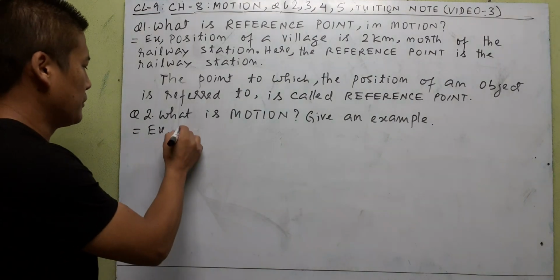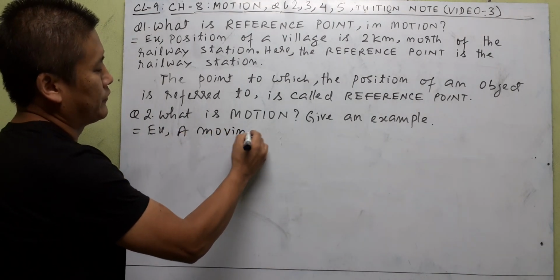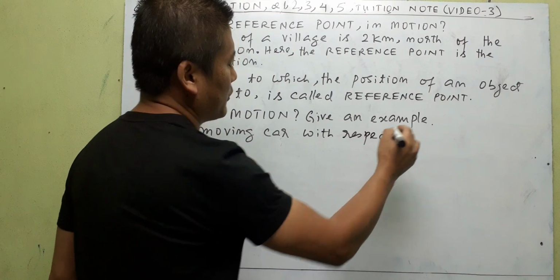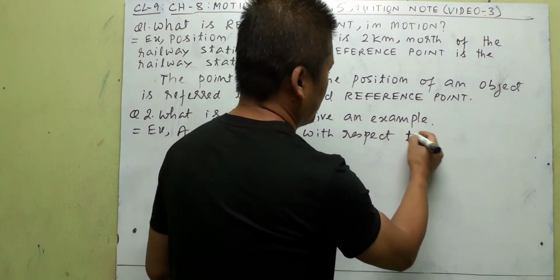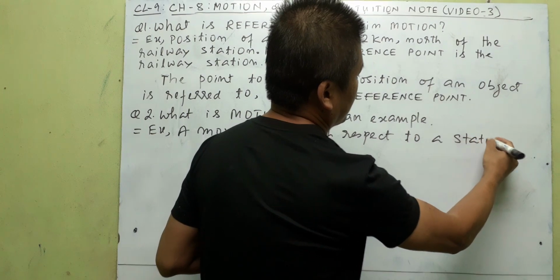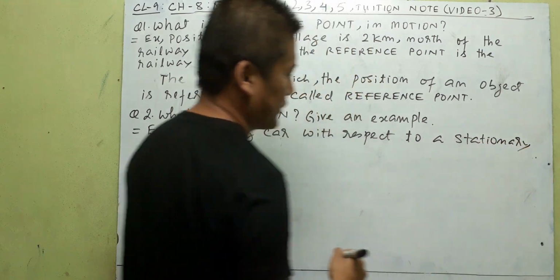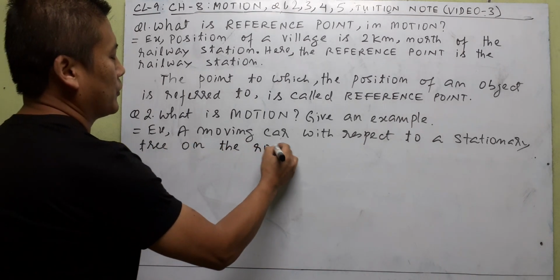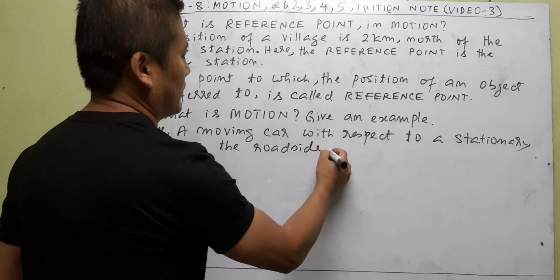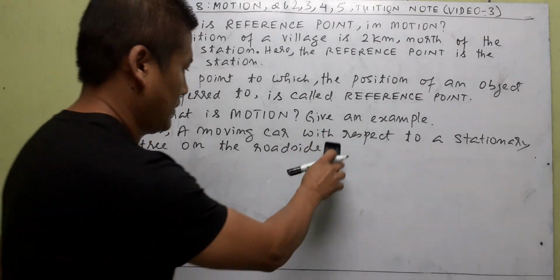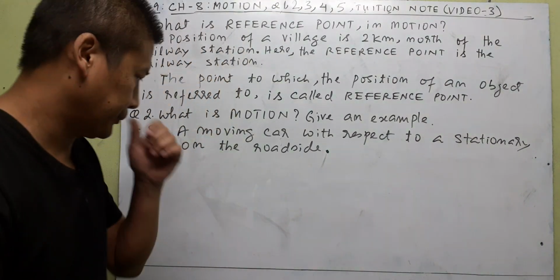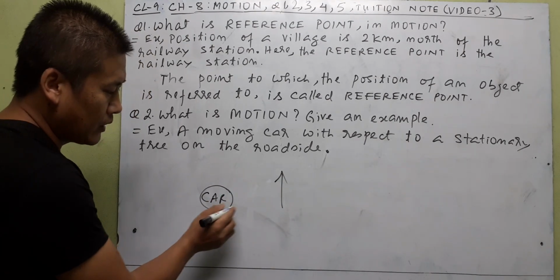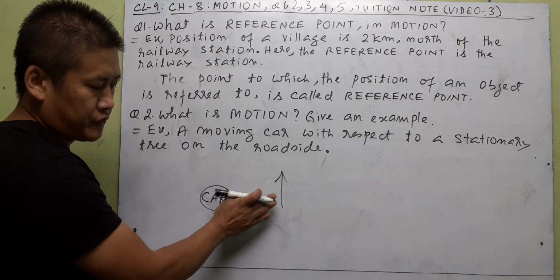Let us say a moving car with respect to a stationary tree on the roadside. Stationary means not moving. Write it down. This is an example of motion. So let us discuss this a little bit. Now let us say this is a car that is moving on the road and approaching a tree on the roadside.